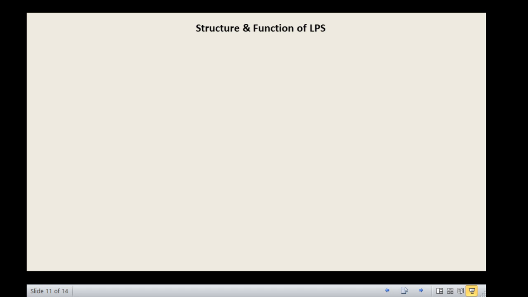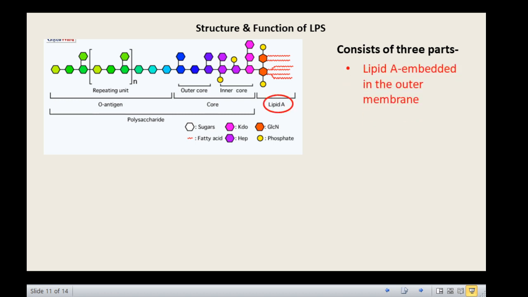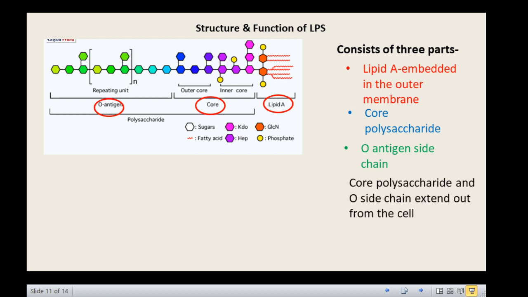Let us now discuss the structure of lipopolysaccharides. Lipopolysaccharide is a unique and major constituent of the outer membrane and is responsible for the endotoxic properties of gram-negative bacteria. Lipopolysaccharide of enteric bacteria consists of three structural regions: lipid A, a unique glycolipid anchoring the molecule into the outer membrane, a core oligosaccharide region, and peripheral O antigen side chains. The latter two extend out from the cell.